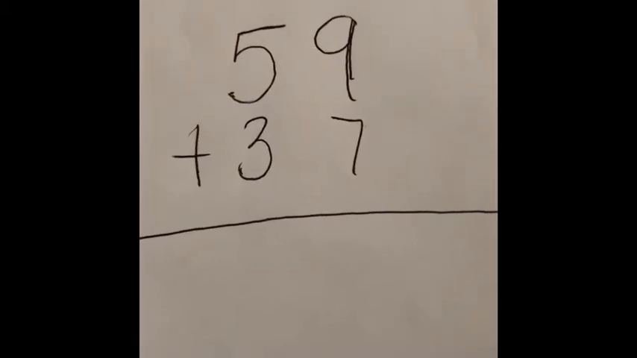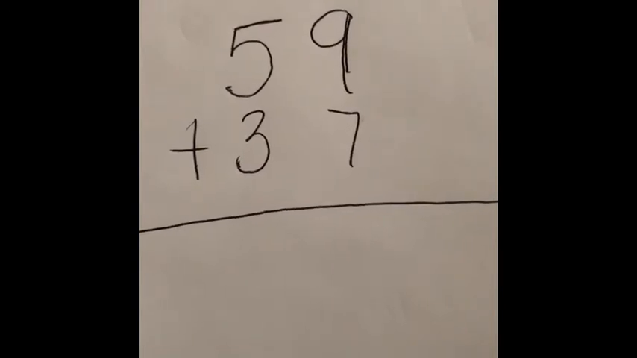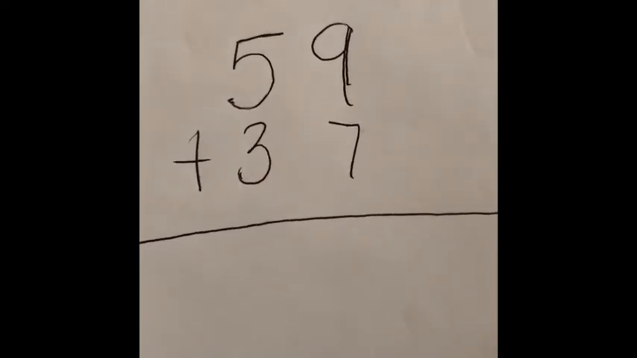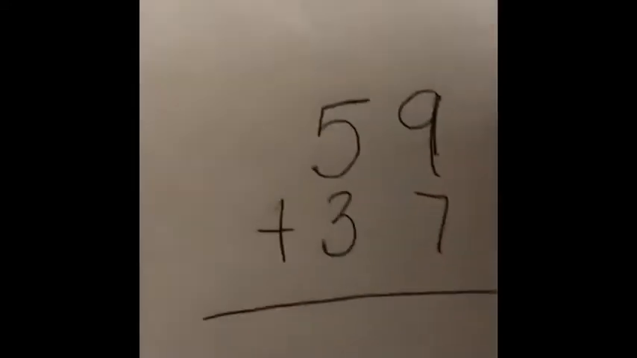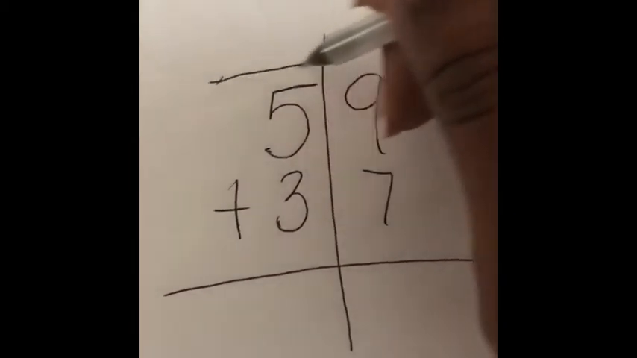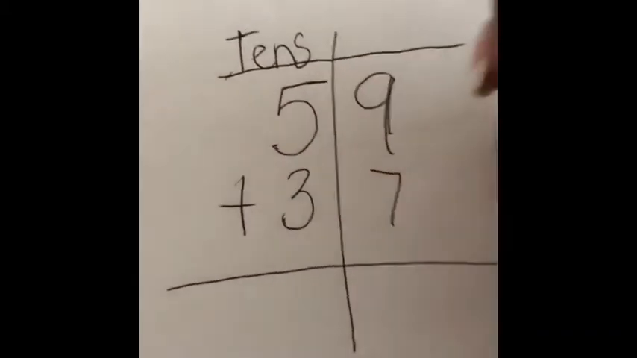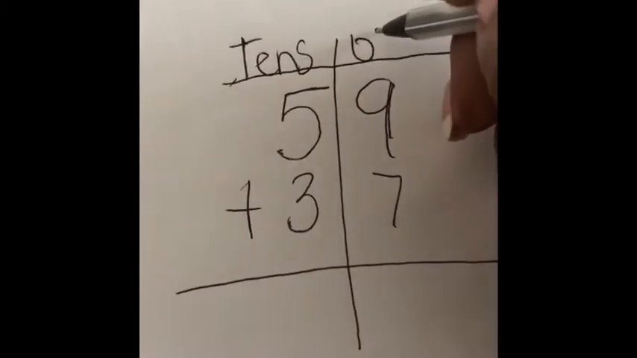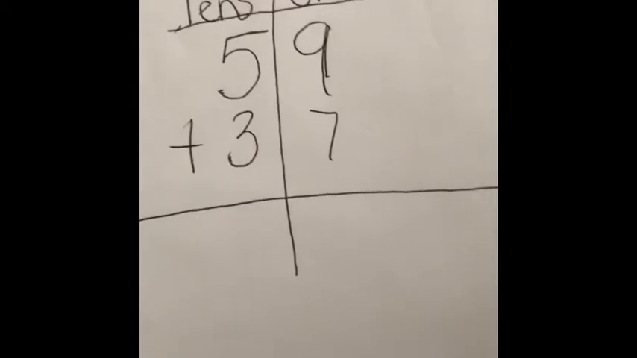As you can see, I got this problem set up like the traditional algorithm, but I won't solve it this way. I tell my students when you see a problem set up like this, you want to go ahead and use a divider to identify your tens and your ones place. So I'm going to go ahead and put my divider here. Excuse the messiness. And I'm going to label my tens place and my ones place, so that they can identify what place those numbers are in.